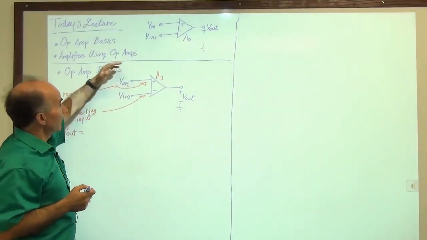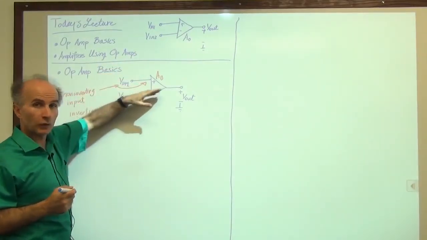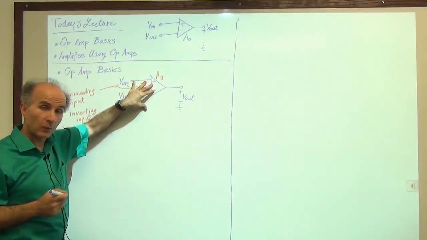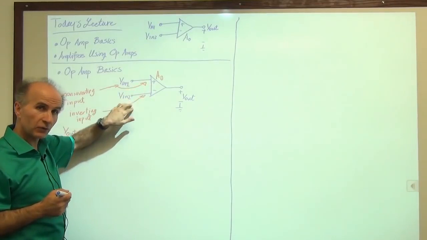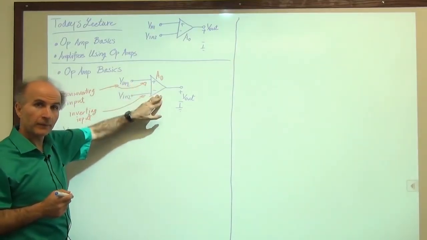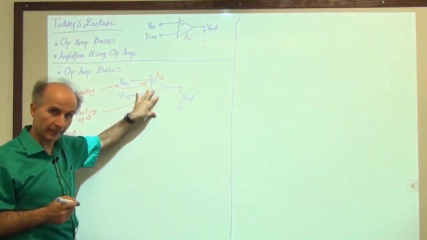But the question is, if I apply both V in 1 and V in 2 at the same time, what do I get for V out? And the op-amp behaves as follows. It says, I will subtract V in 2 from V in 1. I will multiply the result by A0, and that's what I will produce at the output. That's the job of the op-amp.